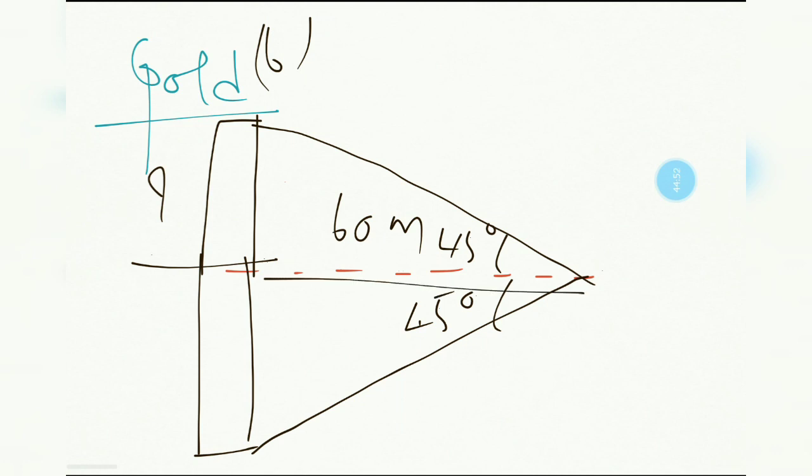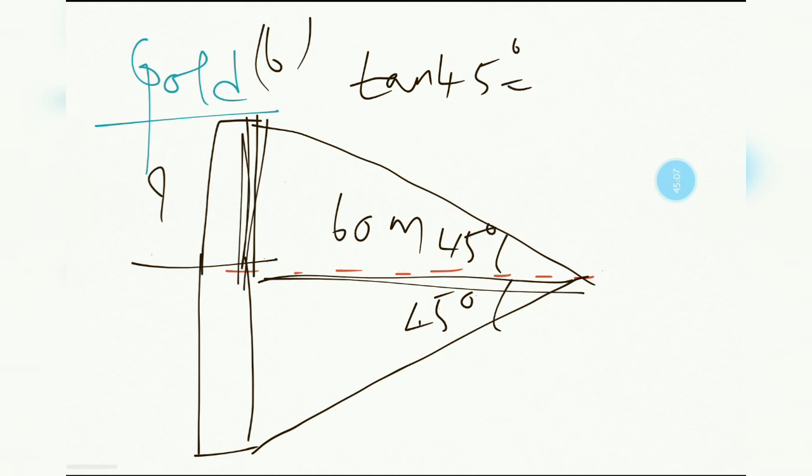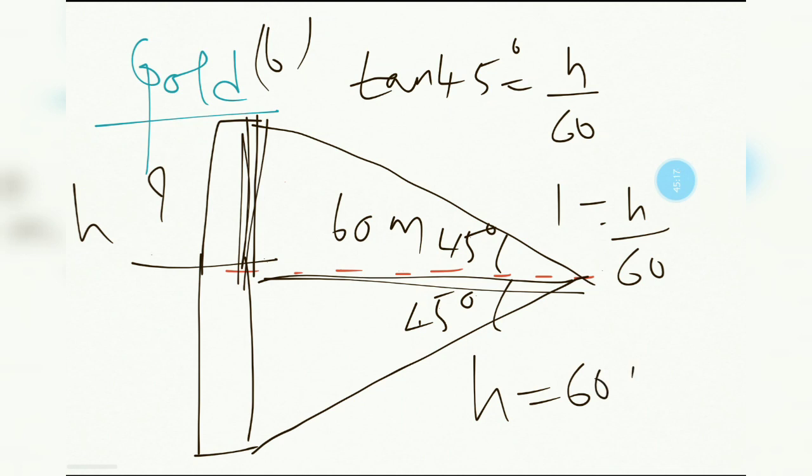You have to find this. You know one angle, you know one side, and how to find this? Using trigonometry. What ratio of trigonometry will you use? Tan 45 is equal to the opposite side, let this be h, by 60. Tan 45 is 1, equal to h by 60, and h is equal to 60 meters, which is nothing but option B. So with this we have completed the packages.